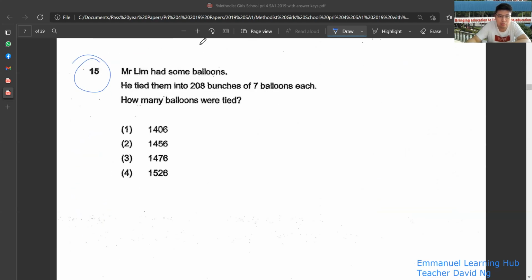15. Okay, Mr. Lim had some balloons. He tied them into 208 bunches of 7 balloons each. How many balloons were tied? What must you do? 208 times 7. Correct. 208 times 7.